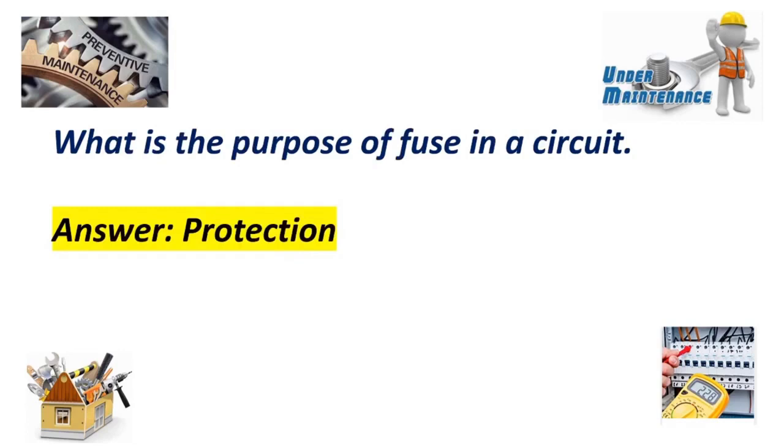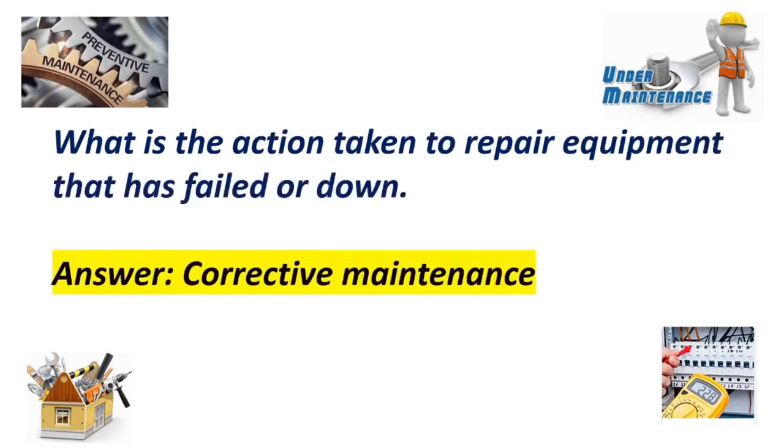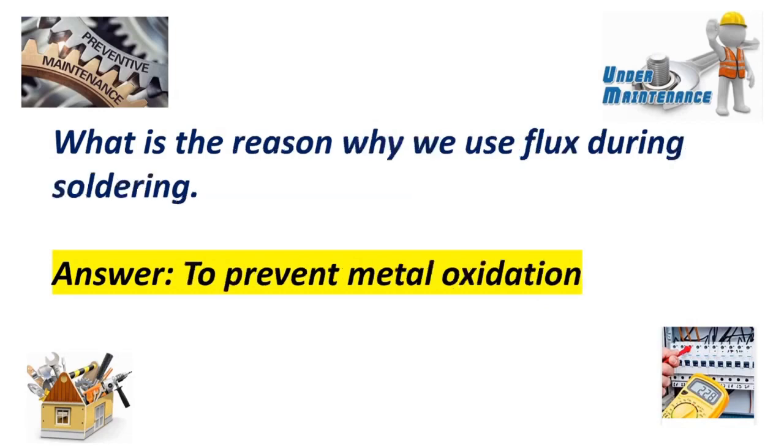What is the purpose of the fuse in a circuit? Answer: protection. What is the action taken to repair equipment that has failed or is down? Answer: corrective maintenance. What is the reason why we use flux during soldering? Answer: to prevent metal oxidation.